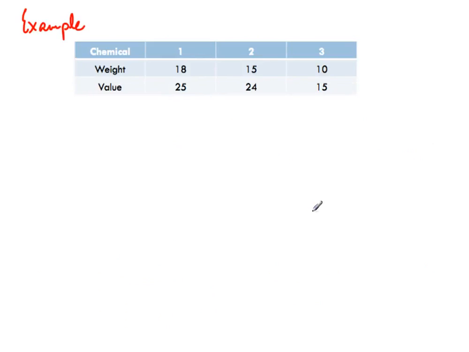So here is an example. Let's think of these powders as chemicals. So we have three chemicals, 1, 2, and 3, and the weights are 18, 15, and 10, and their values are 25, 24, and 15. And let's assume that we have a knapsack of size 20. So we can only carry 20 out of this 18 plus 15 plus 10. We can't take all of it. We can only take some 20 units totally, but we can divide these things up. I can take 9 of this and 6 of this and 5 of this, for example. And then get a proportionate amount of the value.